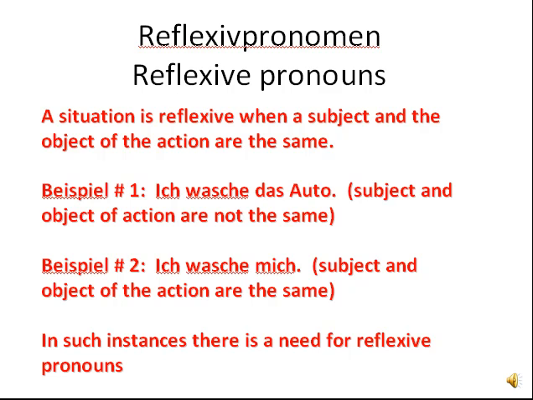Reflexive Pronomen. Today we're going to talk about the purpose and use of reflexive pronouns in German. A situation is reflexive when a subject and the object of the action are the same. Beispiel Nummer 1. Example number 1. Ich wasche das Auto. The subject ich and the object of the action, das Auto, are not the same thing. Beispiel Nummer 2. Ich wasche mich. In this sentence, the subject ich and mich, meaning myself, are essentially the same thing. In such instances, there is a need for a reflexive pronoun.